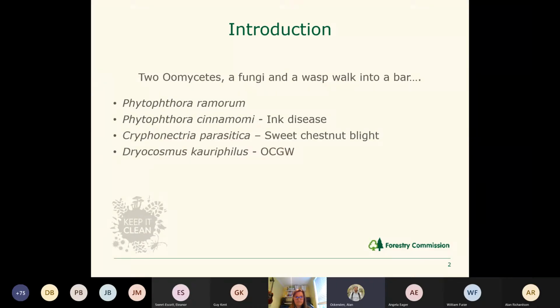So we're going to run through a few pests, well, one pest and some diseases today in relation to sweet chestnut. So we're going to have a look at Phytophthora ramorum. We're going to have a look at cinnamomi. We'll have a look at sweet chestnut blight, which is Phytophthora parasitica, and then also oriental chestnut gall wasp.